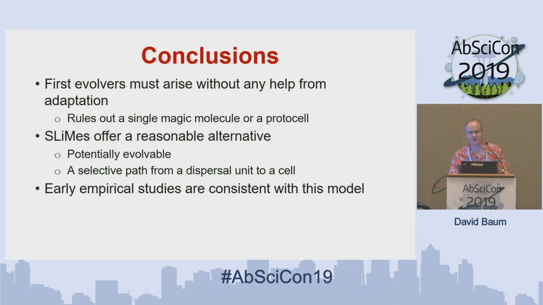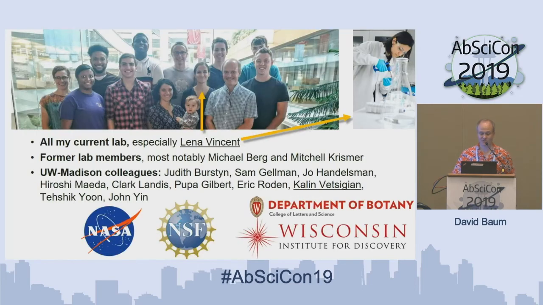So the conclusions I would hope that you might take away is that first evolvers have to arise without any help from prior adaptation, meaning they must be simple. And we would contend that that rules out a single magic molecule, and it also, maybe more controversially, rules out a protocell as the first evolver. Slimes offer one alternative because they're evolvable and there's a natural selective path to a cell. And that these early empirical studies seem to us consistent with this basic approach.